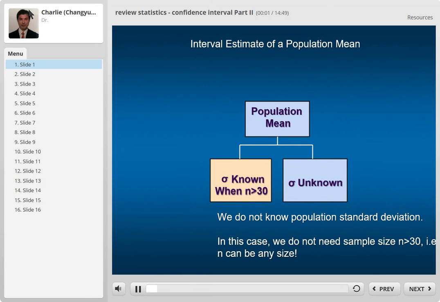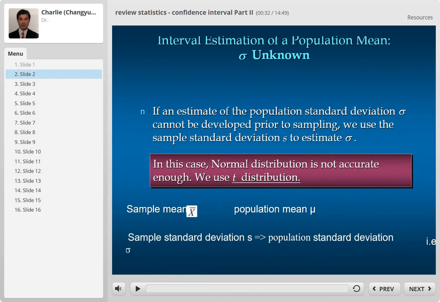In the past session, we learned how to estimate the population mean when we assume we know the population standard deviation and sample size is bigger than 30. If this condition cannot be met, in other words, we don't know the population standard deviation at all, and in this case, we don't need n to be bigger than 30, then we have a different way to estimate.